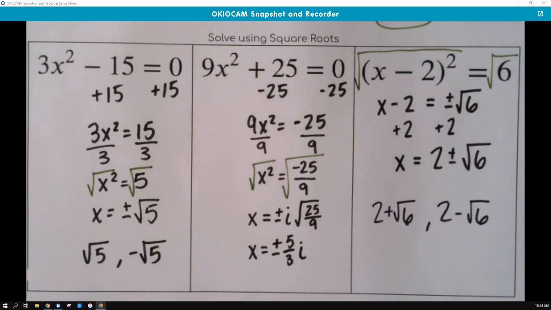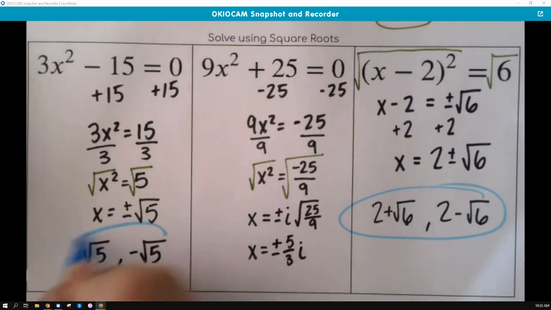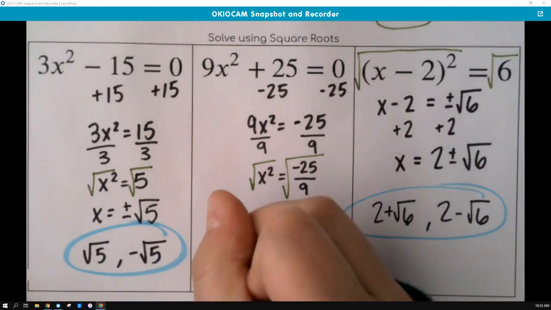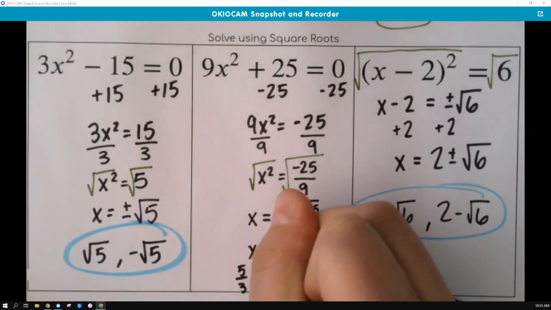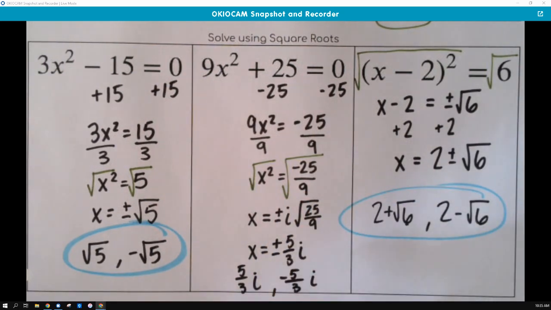Yes, this is the answer, but this is what you need to put in Math Excel. The answer is yes, you need to write them separately. So this, and then on this one, it would be 5/3 i and -5/3 i. Thought I remembered that from last year, but it's been a year.